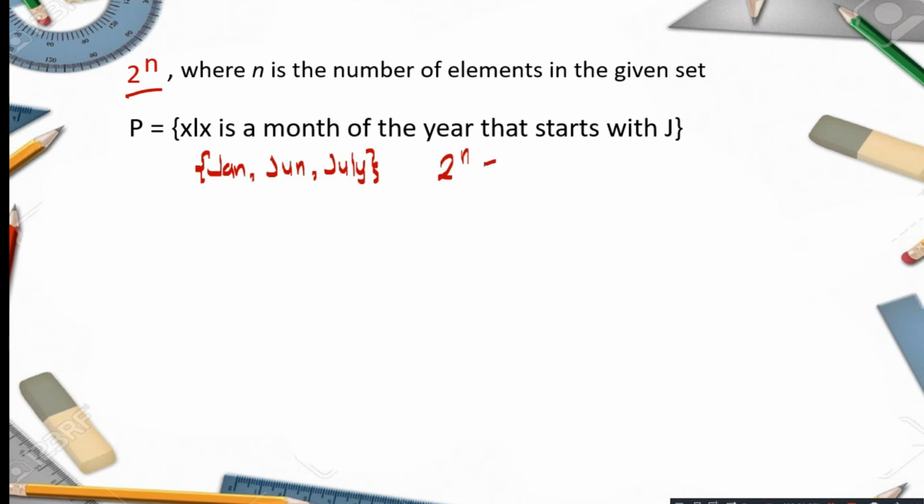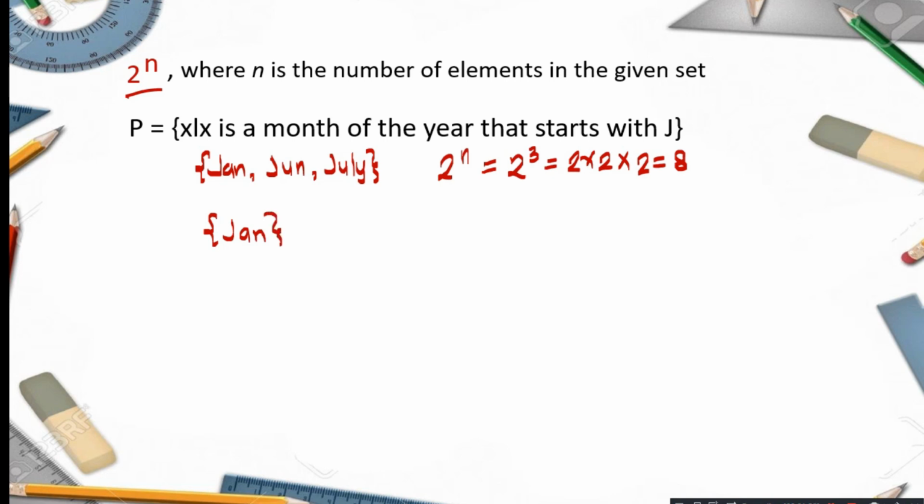So we're going to substitute 3 in the exponent. So we are going to have 2 cubed, which means 2 times 2 times another 2, which is equal to 8. So, set P has 8 subsets. So, let's start listing down all its subsets. So, we're going to begin with one element at a time. Let's have January.